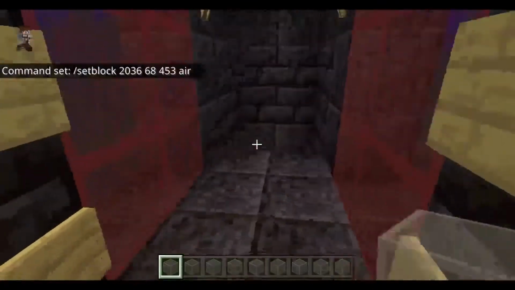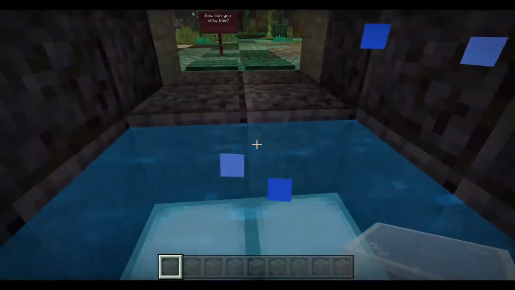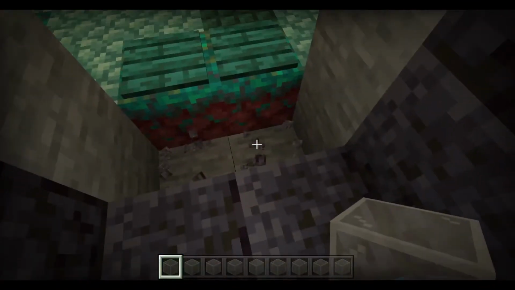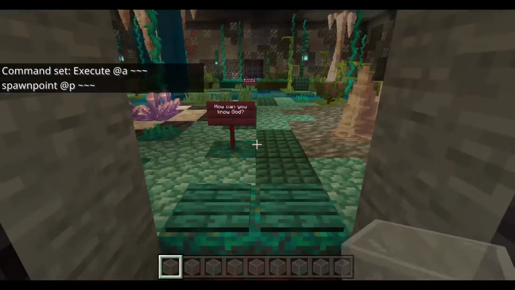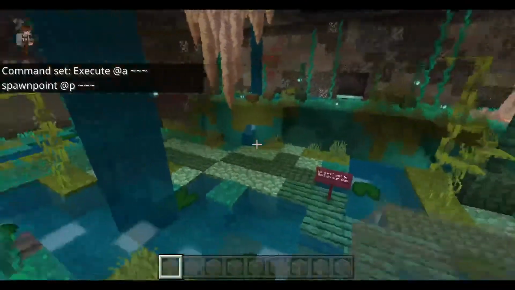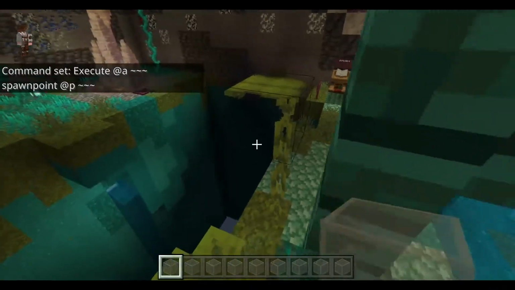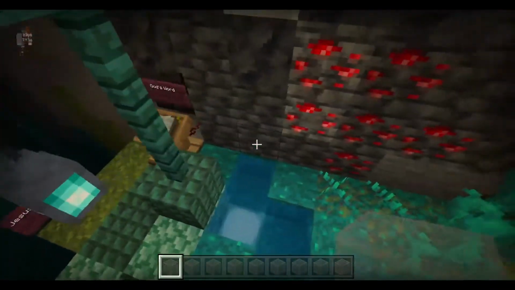Then we had a few more down here. Let's take a look at these. So down here, again, we have our pressure plates, and they do the exact same thing as before. They just set the spawn point. So that way if something happens, they don't have to start from scratch. And we had our signs. Let's see here. No redstone there. Oops. Go around.